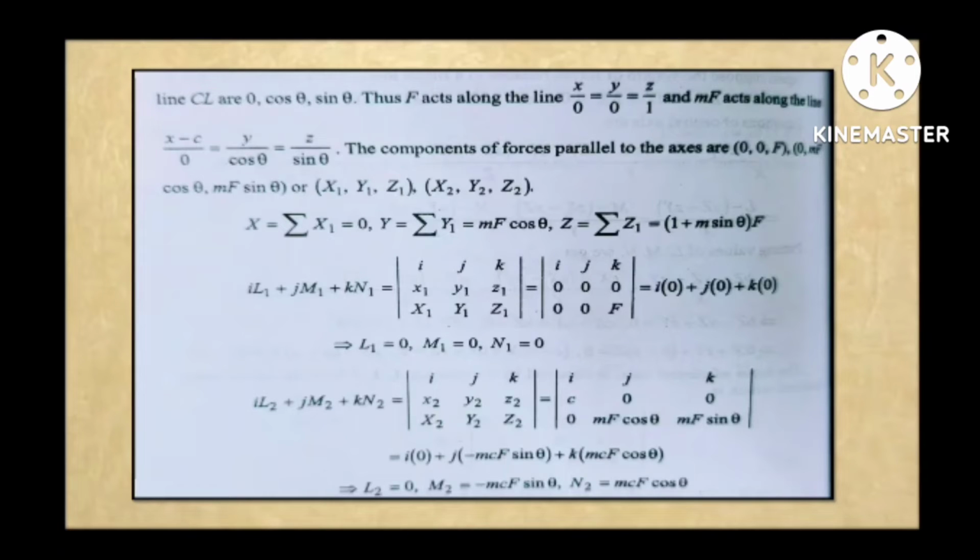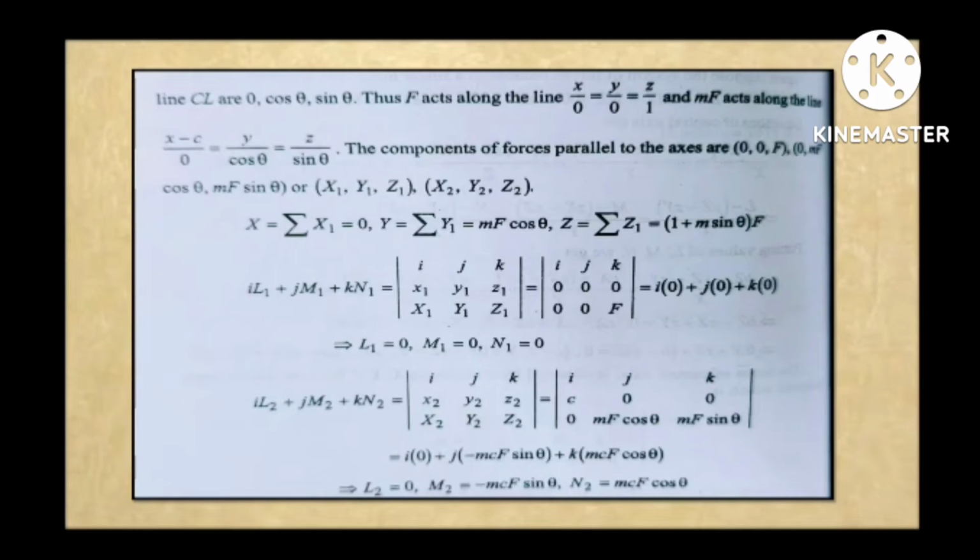Thus F acts along the line x upon 0 is equal to y upon 0 is equal to z upon 1, and MF acts along the line (x minus c) upon 0, which is equal to y upon cos theta, which is equal to z upon sin theta. The components of forces parallel to the axes are 0, 0, F and 0, MF cos theta, MF sin theta, or capital X1, capital Y1, capital Z1, and capital X2, capital Y2, and capital Z2.